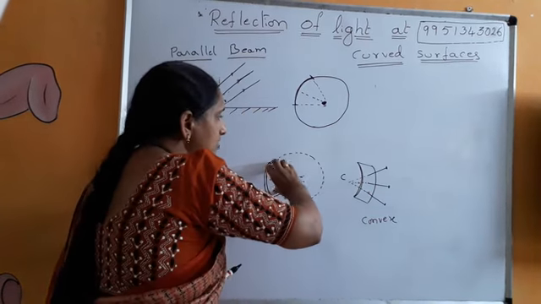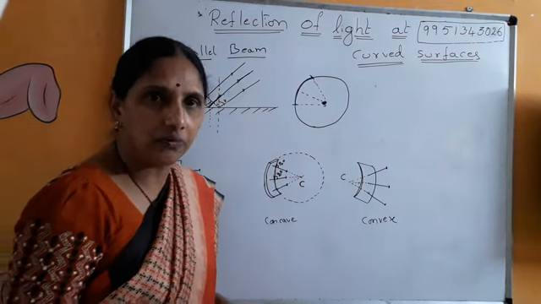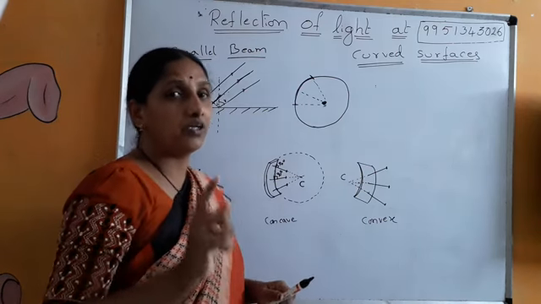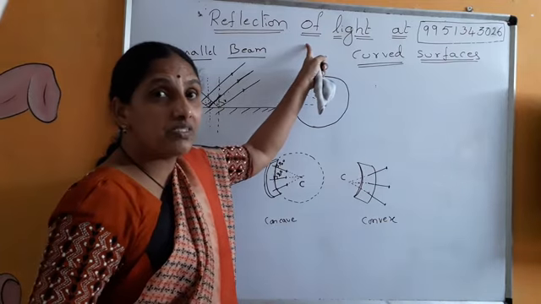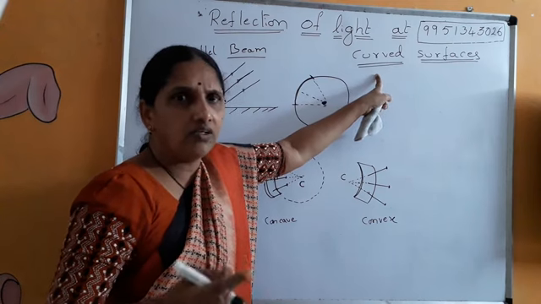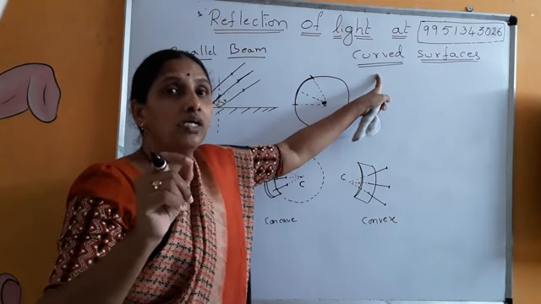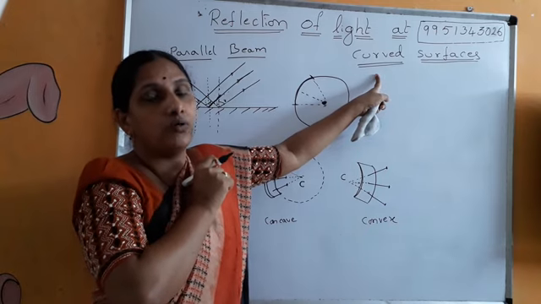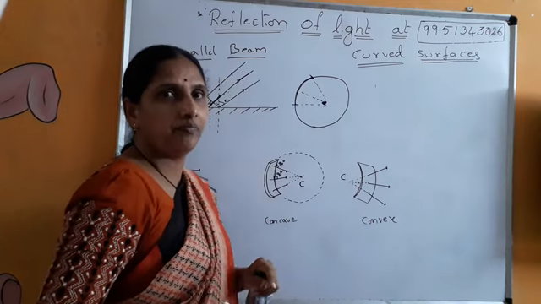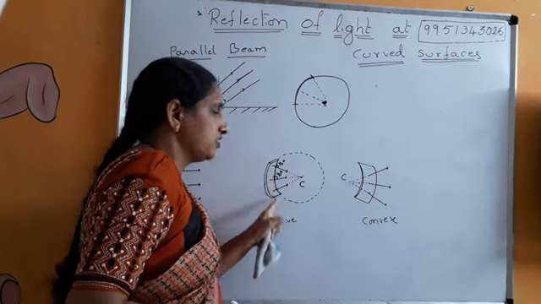So all these normals tend to meet at a point, and that point is the center of curvature. Why are we discussing all this now? Because when you want to observe the behavior of light on curved surfaces, as we discussed yesterday, for discussing the behavior of light we need to have a normal passing through that point. So first of all, we should know how the normals will be. This is how the normals will be in the case of a concave curvature.